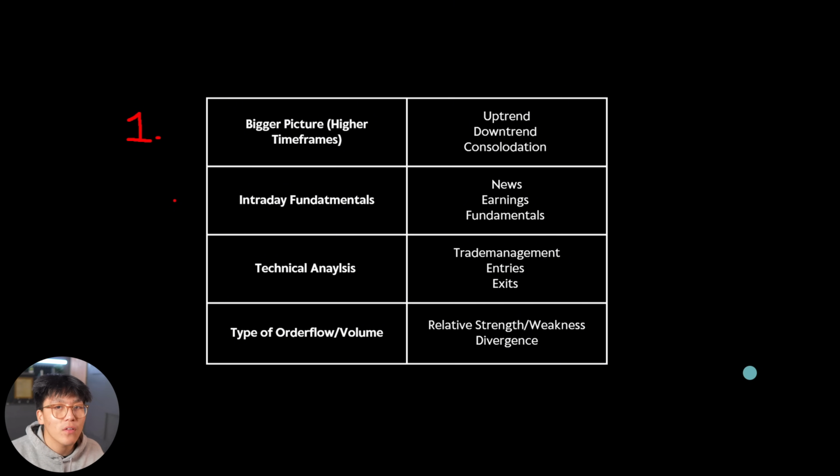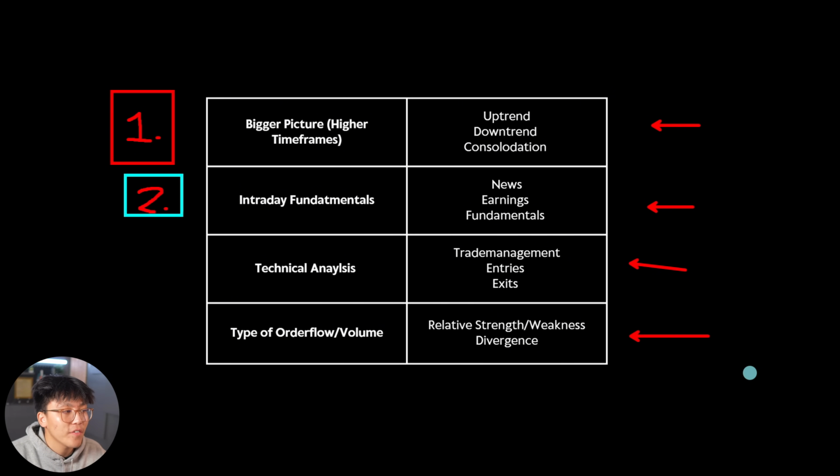And essentially how this works is that you have to go from the top all the way towards the bottom, right? We can't start off at type of order flow / volume and move our way back up towards the higher time frames. We have to start off with number 1, bigger picture, higher time frames. And then we have to go on to the intraday fundamentals, right? What's affecting the market intraday that we can look for a potential trading opportunity.